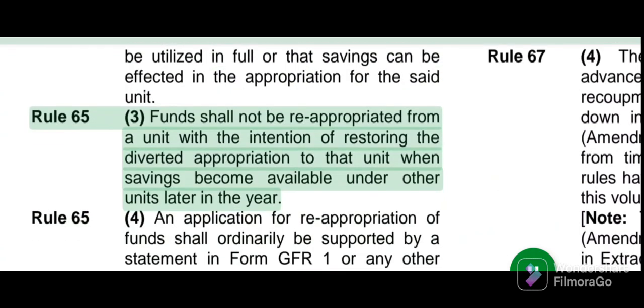Rule 65(3): Funds shall not be reappropriated from a unit with the intention of restoring the diverted appropriation to that unit when savings become available under other units later in the year.